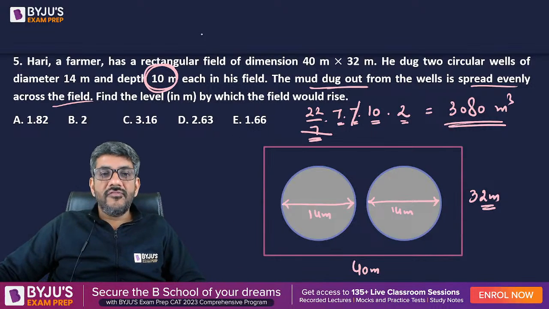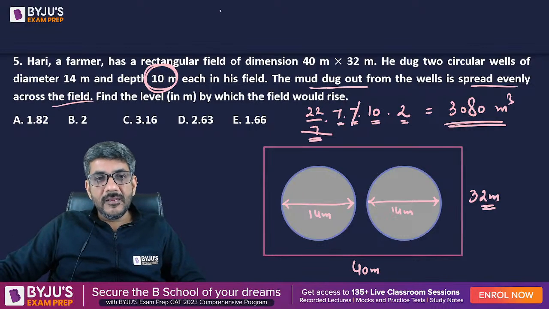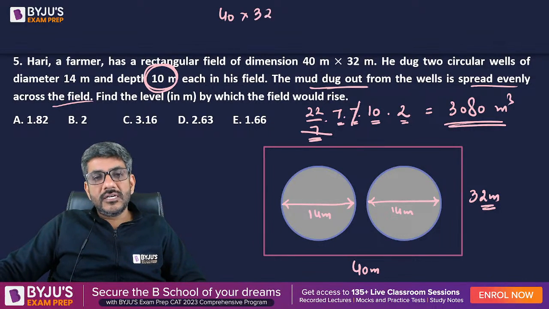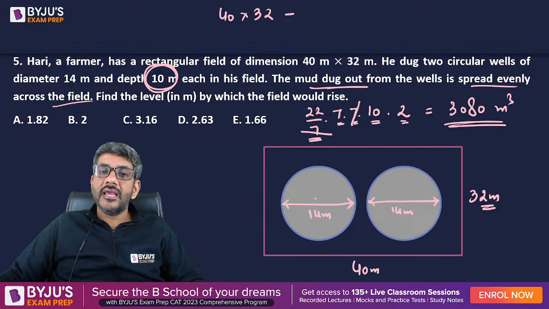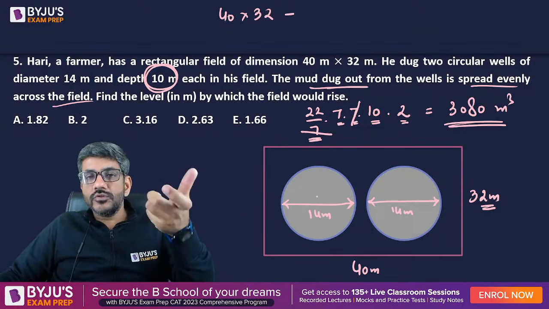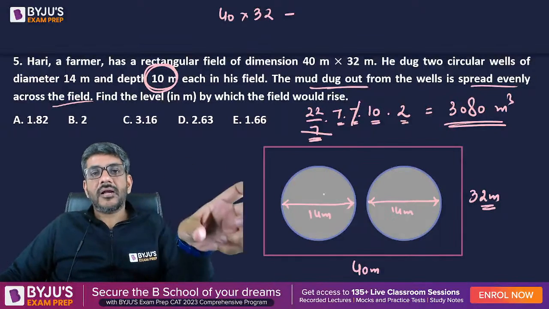So what is the area of the field? Area of the field is 40 into 32, but out of that, these two circular areas would be taken out because of course you can't spread mud on those. They have become a well now.